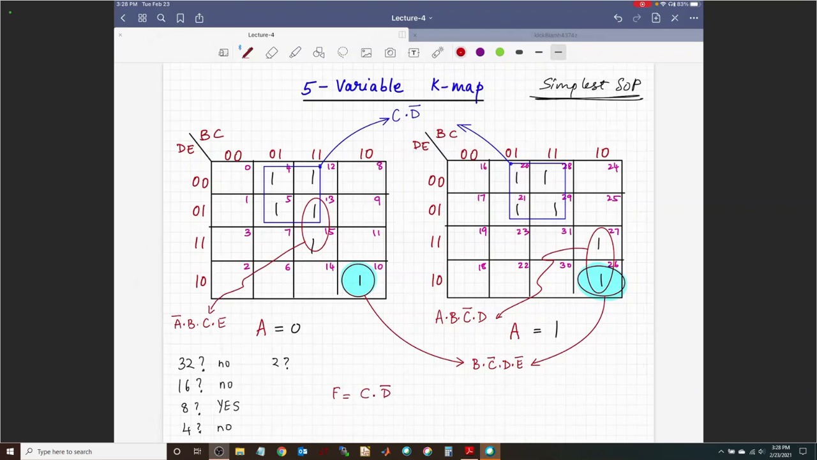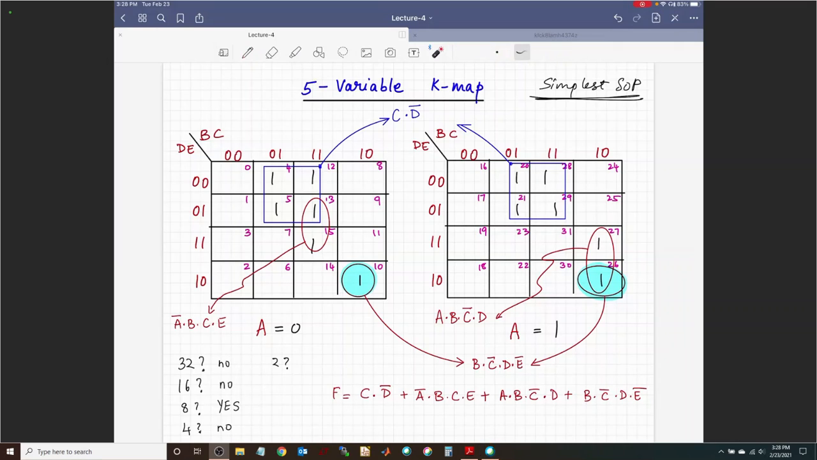Simplest SOP is C and D complement, or A complement and B and C and E, or A, B, C complement D, or B, C complement D, E complement. Done. What about 15, 13, 12, 20?